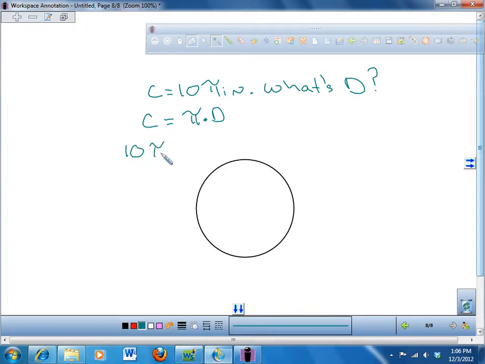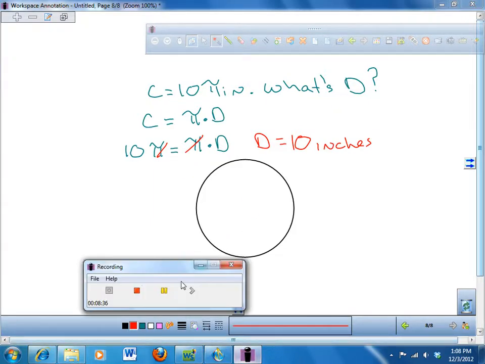And a lot of people get confused. They want to multiply that together right away. But what happens to the pi's? You could cancel out the pi's, and you get that D is equal to 10 inches. Does that work for all of them then? It depends. If it says C in terms of pi, okay?